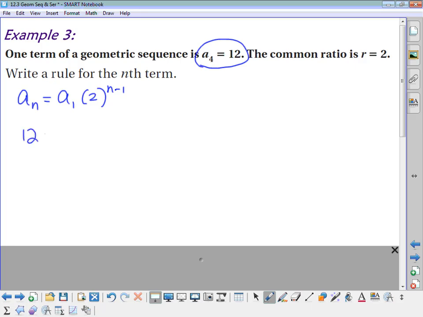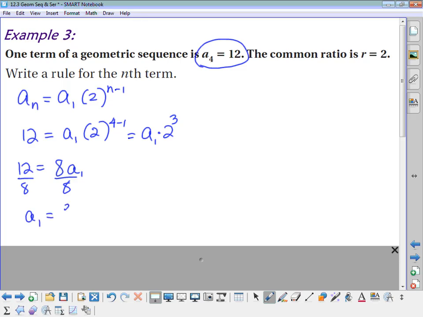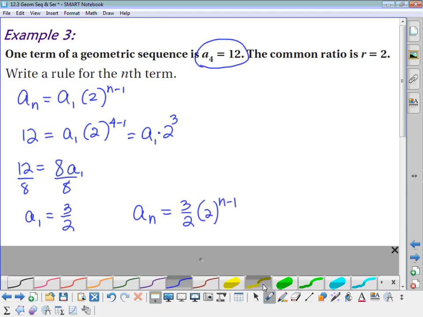So 12 has to equal a sub 1 times 2 to the 4 minus 1, which is a sub 1 times 2 to the 3rd, right? So that means 12 equals 8 a sub 1, and we divide by 8. And 12 over 8 reduces to 3/2. So my a sub 1 is 3/2. So a sub n equals 3/2 times 2 to the n minus 1 power.